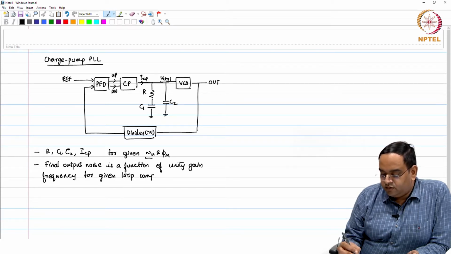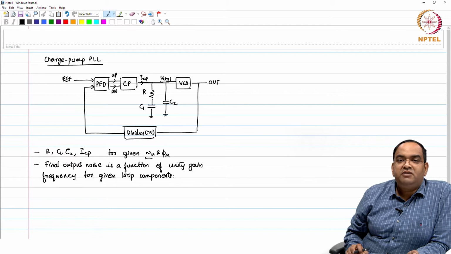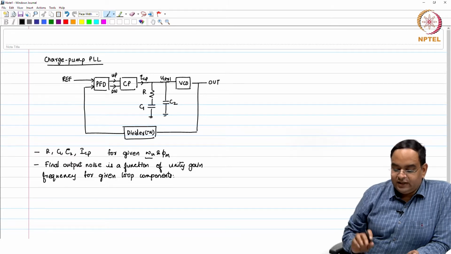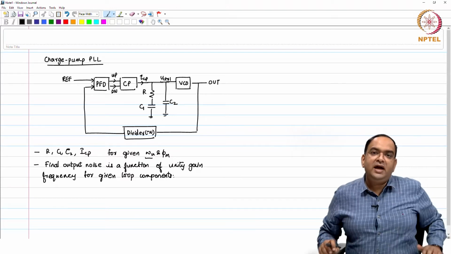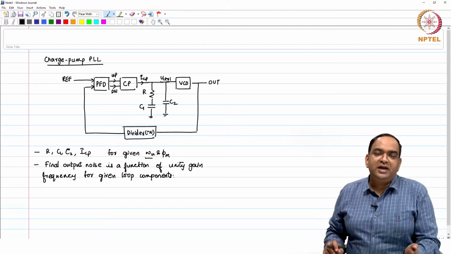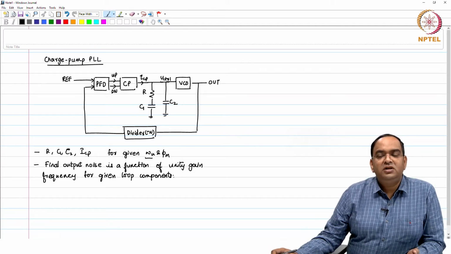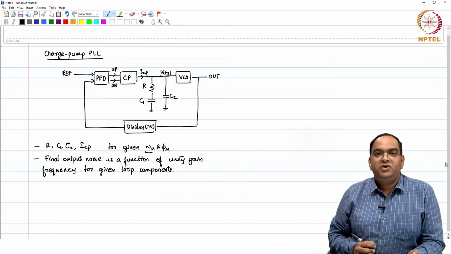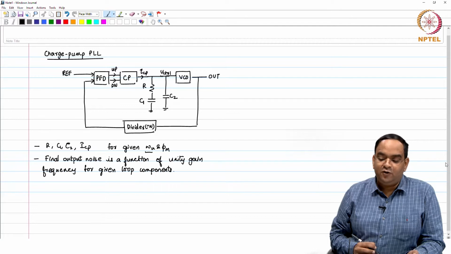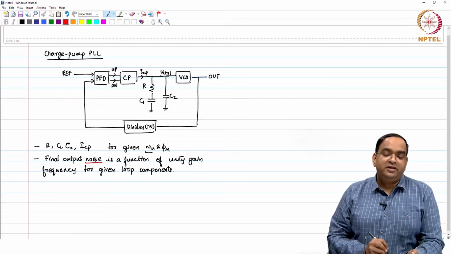If you choose a certain unity gain frequency, you can get R, C1, C2 and ICP. For those R, C1, C2, ICP loop components, you will get some noise. If you vary the unity gain frequency, your output noise will vary. So, what guides our decision about unity gain frequency is the final output noise. We need to understand what this noise is.